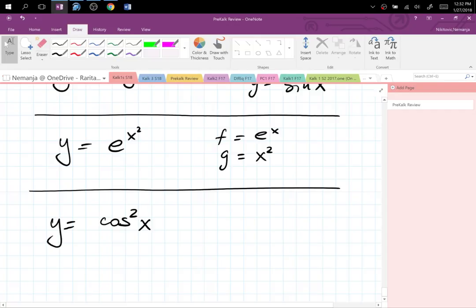What now? Cosine squared x. What's f? What's g? Nope. That will be multiplication. Cosine x times cosine x is cosine squared. It's not a composition. We need a composition.